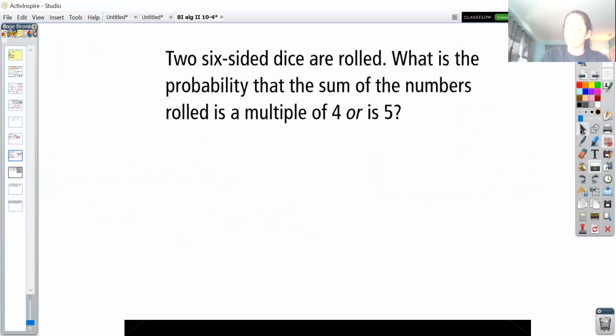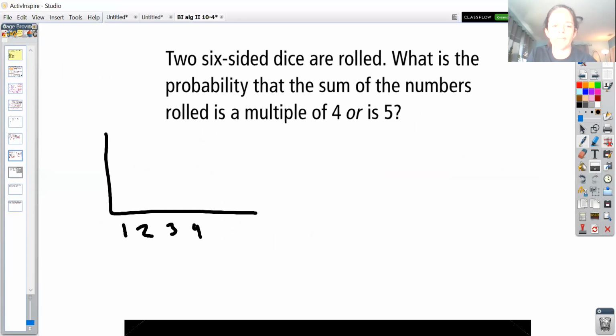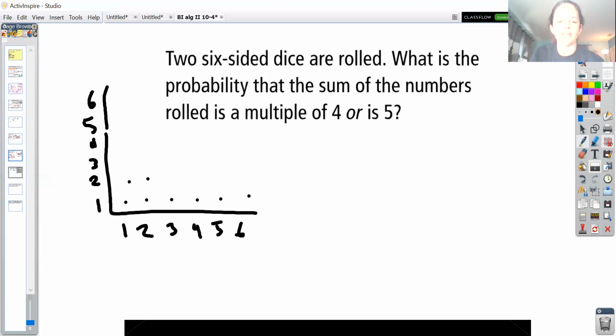Here's one like we did before break. What's the probability that the sum of the numbers rolled is a multiple of 4 or is 5? So when we did this before break, we did this by graphing the sample space. We said we could have 1, 2, 3, 4, 5, 6 on the first roll, and 1, 2, 3, 4, 5, 6 on the second roll. Go ahead and make your dots, or you can write out the sums if you want, and then see if you can figure out this answer. Pause the video until you do that.